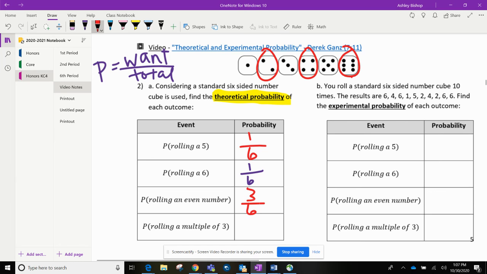And you also want to make sure that you reduce your fraction every time. 3 out of 6 reduces down to 1/2. If you're not sure how to reduce a fraction, please use your calculator. Your calculator will reduce fractions for you. Ask Siri, ask your calculator, but your answer has to be in the most simplified version. All right.